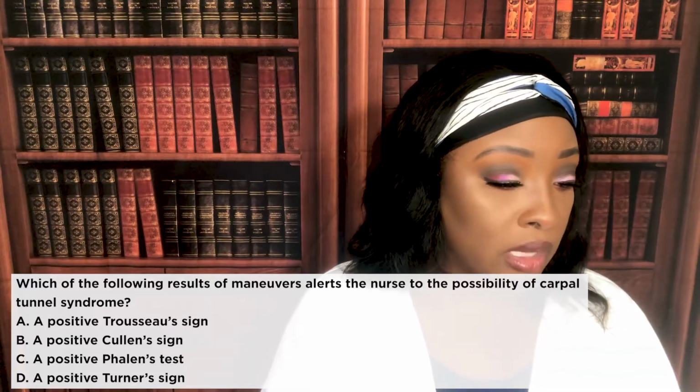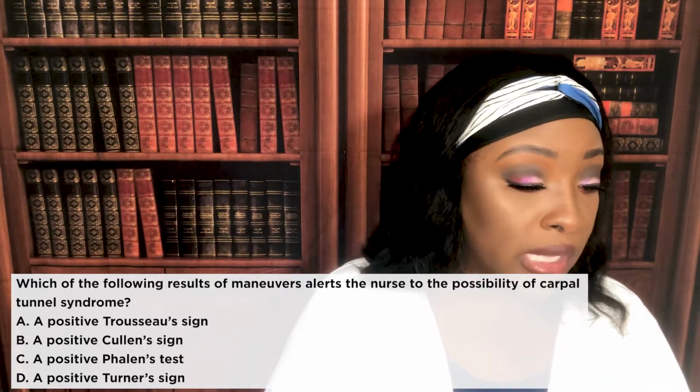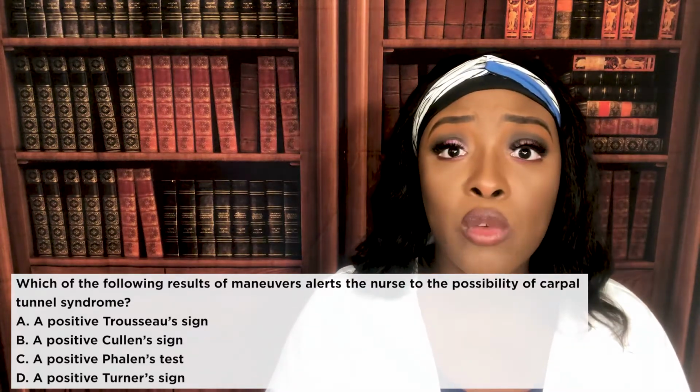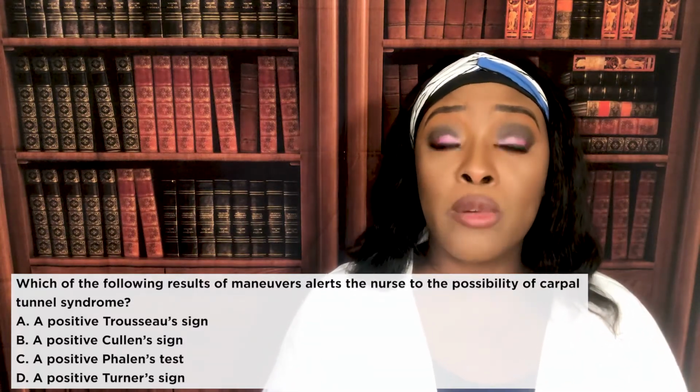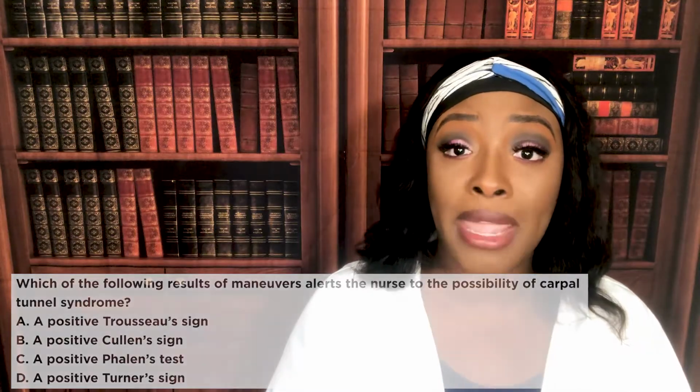around that umbilicus. Choice D, the Turner sign. This is a grayish coloration that we see in the flanks, and this as well can be a sign of pancreatitis.